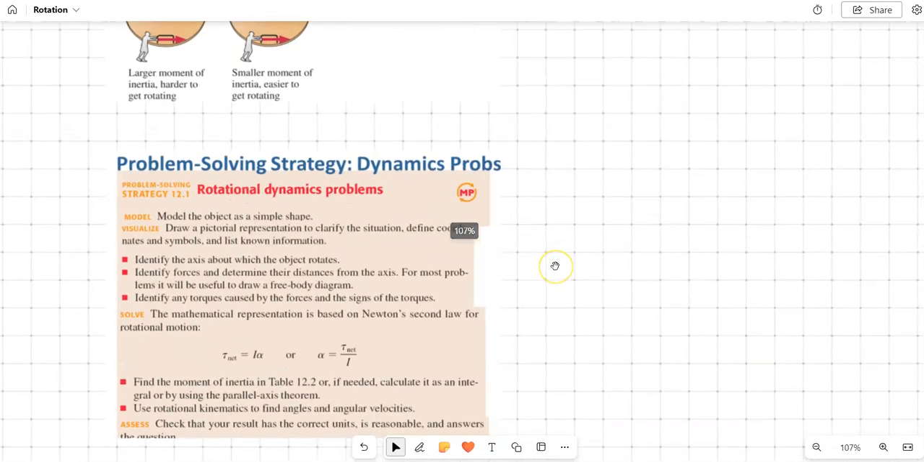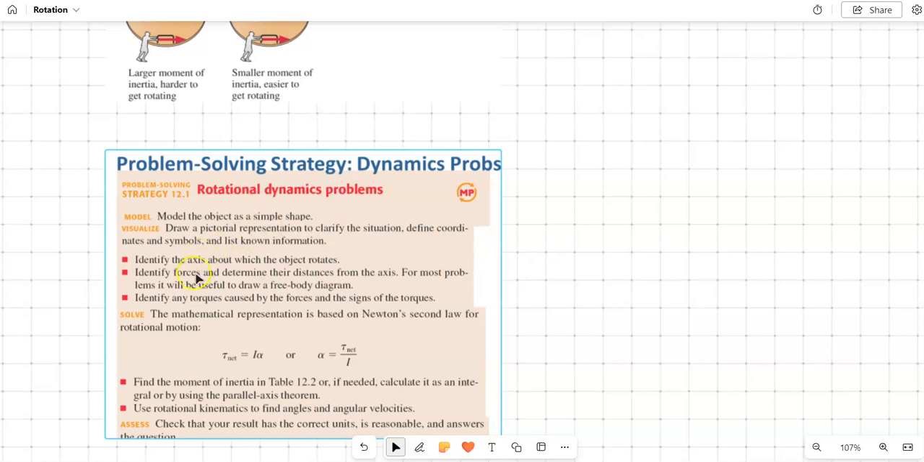Now, just like I mentioned before, what we're going to be doing is identifying the torques, and identifying the distances of the force to the pivot point. We're also going to identify if the torque is positive or negative, meaning clockwise is negative and counterclockwise is positive. So we're going to be drawing a free body diagram from that, but also identifying those torques and their signs. And from there, we're going to solve whatever the problem is asking us to solve.